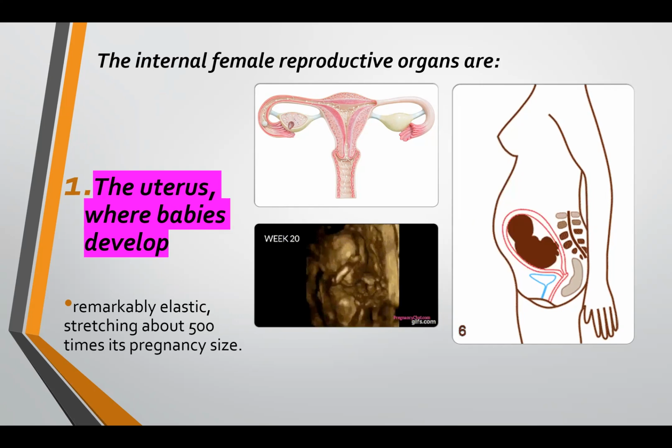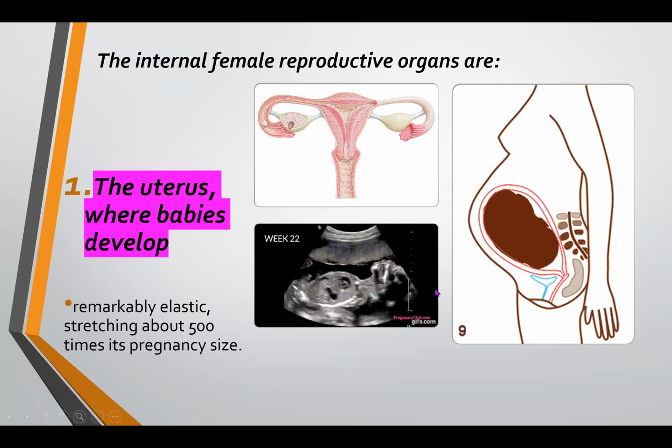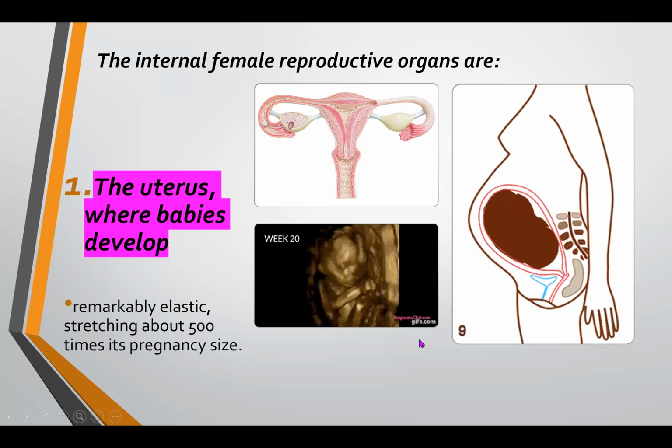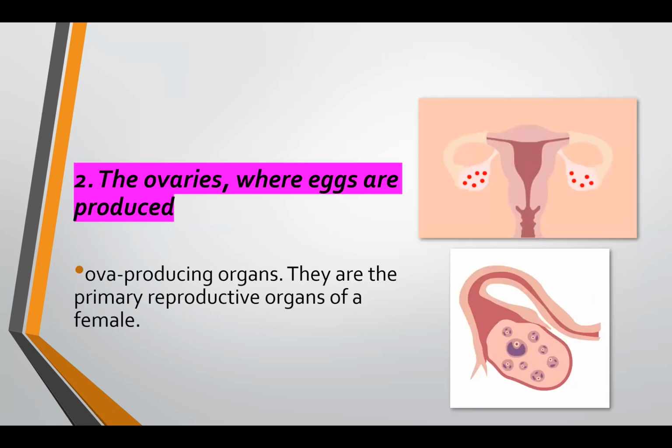The uterus. Okay, very good. Next, let's move on. Another part of the female reproductive organ is the ovaries.